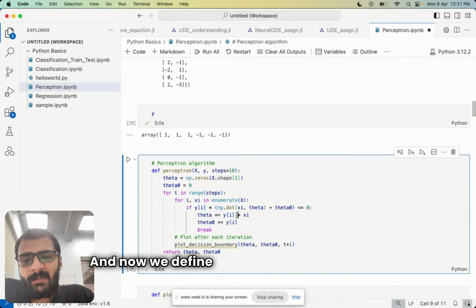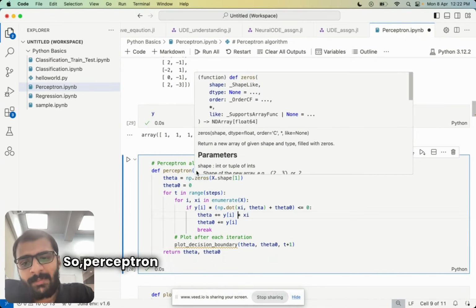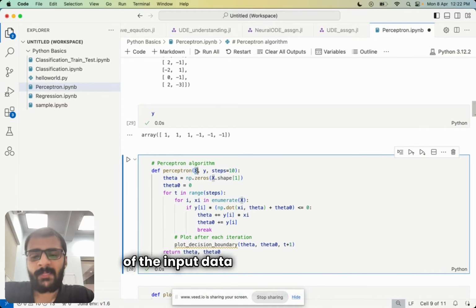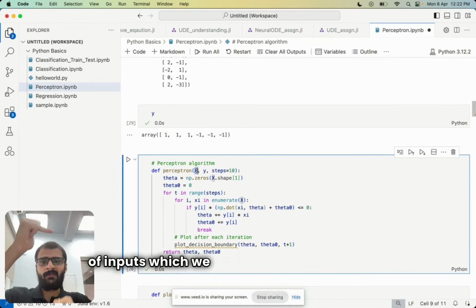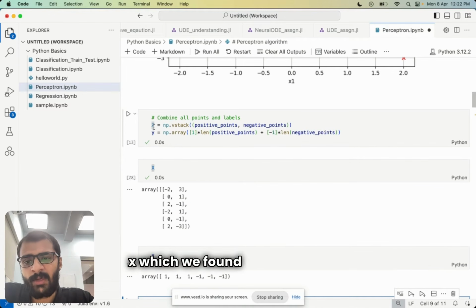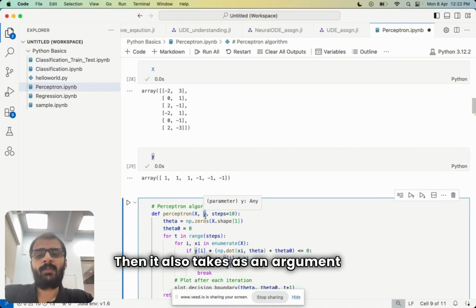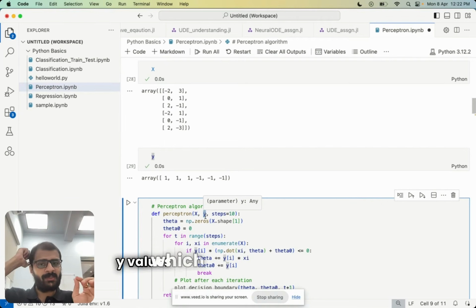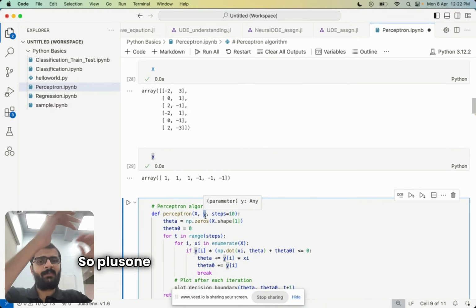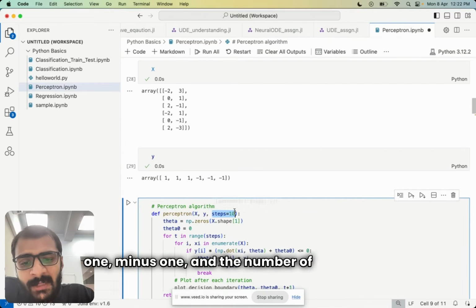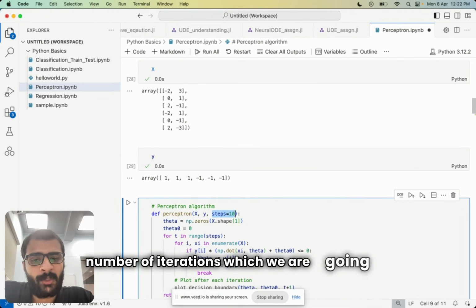And now we define the perceptron algorithm. The perceptron algorithm is a function which takes the input data, the array of inputs which we have collected, the capital X which we found here. Then it also takes as an argument the y values, which are the actual values: plus 1, plus 1, plus 1, minus 1, minus 1, minus 1, and the number of steps or the number of iterations which we are going to do.